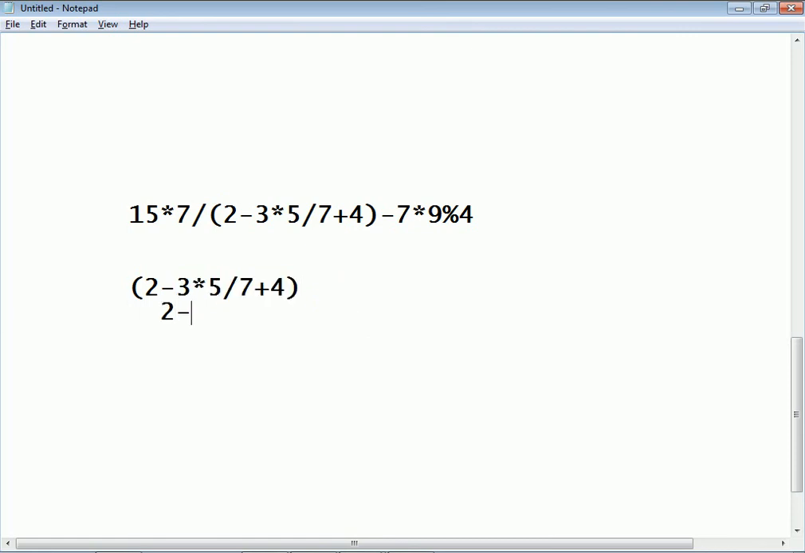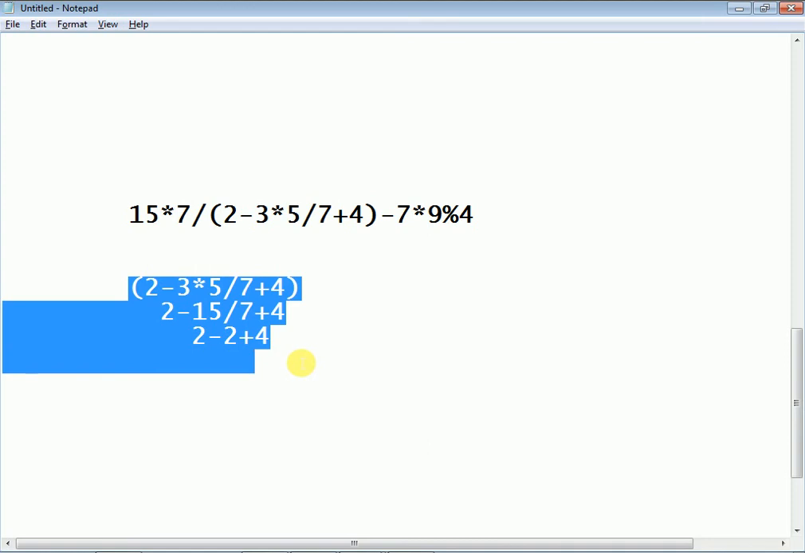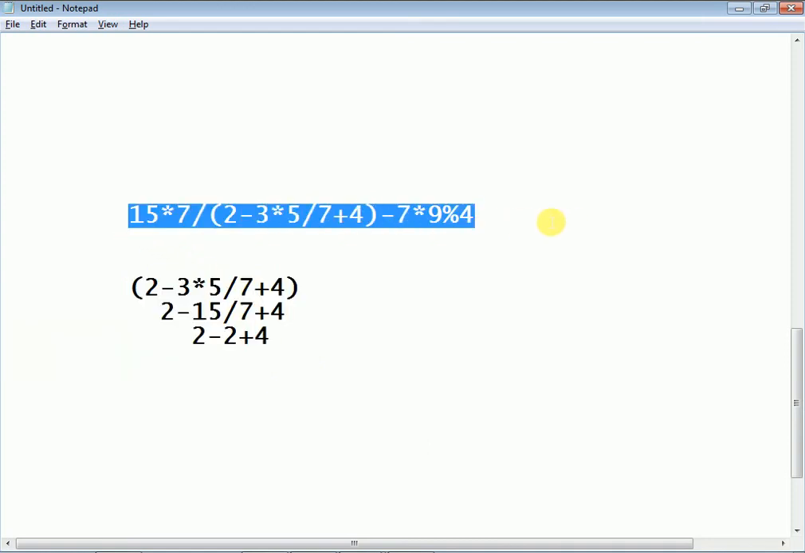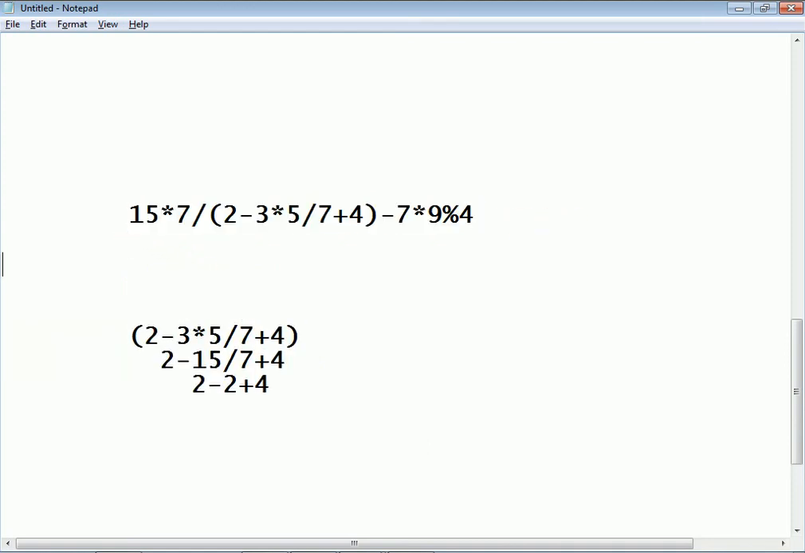First, 2 minus 3 into 5. 3 into 5 is 15, by 7, plus 4. Again, which one is evaluated? 2 minus, next 15 by 7. 15 by 7 is 2, plus 4. Now 2 minus 2 cancels, so this value is 4. You understood, right? The parenthesis value is 4. If you substitute that parenthesis value here as 4, how do we evaluate this expression?